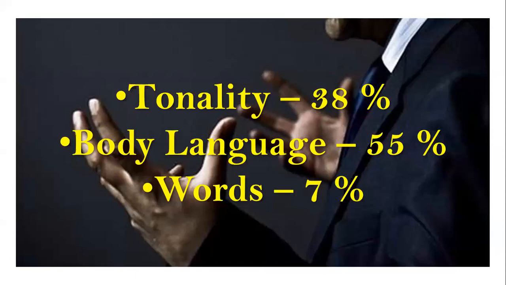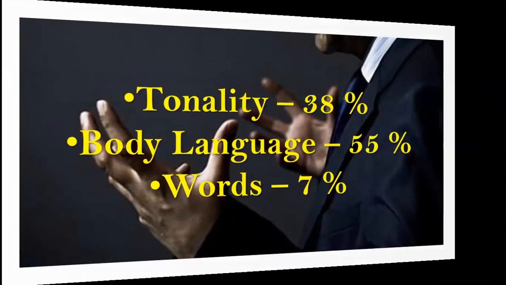So basically, your tonality constitutes 38%, and your body language, interestingly, constitutes 55%. So you focus so much on your content, meanwhile, 55% of the impact you will have on your audience will come from your body language. If you are afraid, it will show on your body. If you are sad, it will show on your body. If you're not expressive, you've got to be particular about your body language.